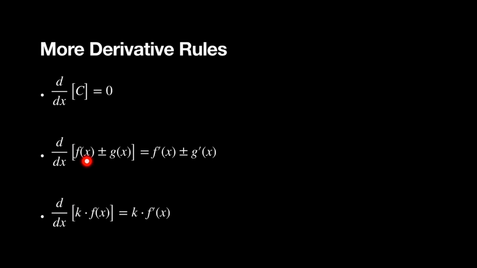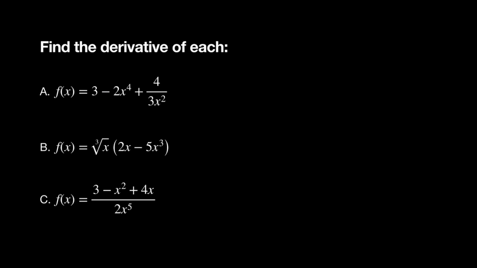Second rule says if you have a sum or a difference of functions, your derivative will be the sum or the difference of the derivatives. So anytime you have a sum or a difference, you can take the derivative of each piece separately. And then finally, my third rule says if I have a constant times a function, the derivative is going to be the constant times the derivative. So let's see how this works by doing a couple more examples.